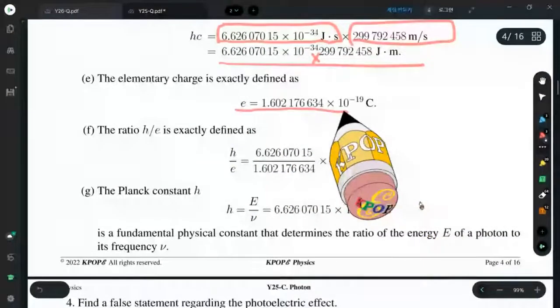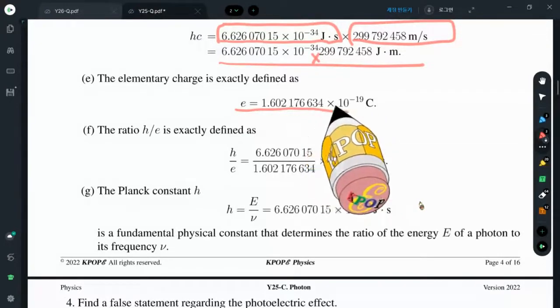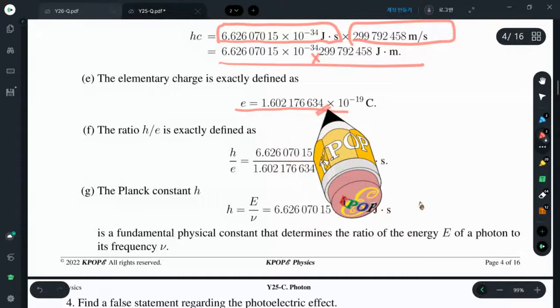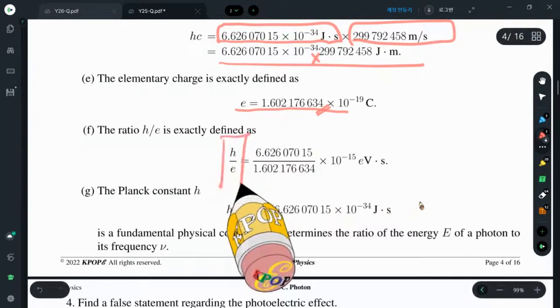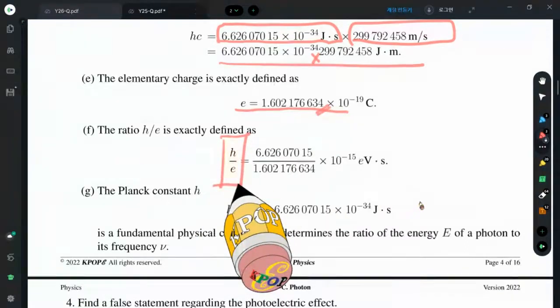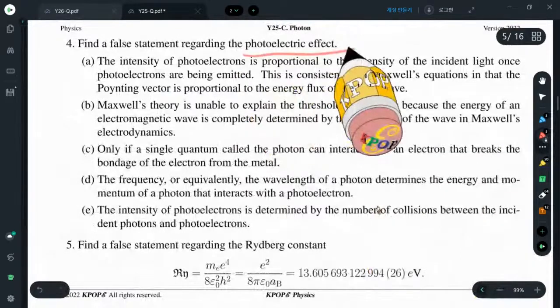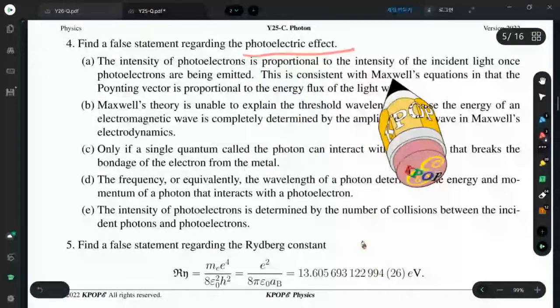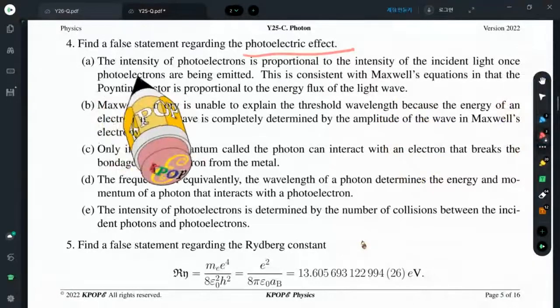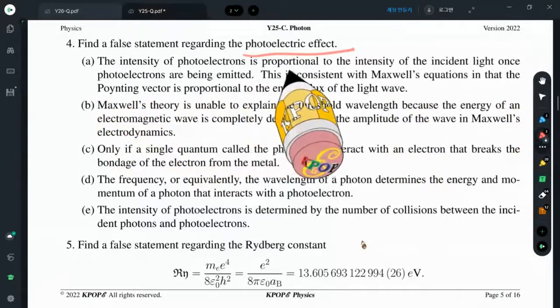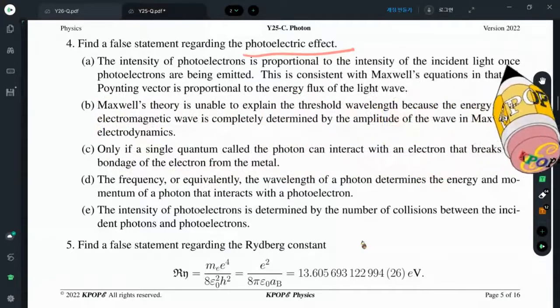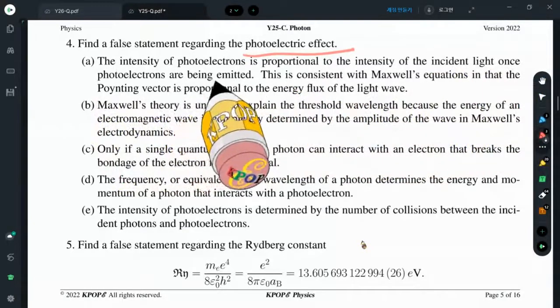Elementary charge, that is the magnitude of an electric charge, is now also fixed as a constant. And actually, the first measurement of this h over e was the photoelectric effect. The photoelectric effect is, let's see, the intensity of photoelectrons is proportional to the intensity of the incident light once photoelectrons are being emitted.